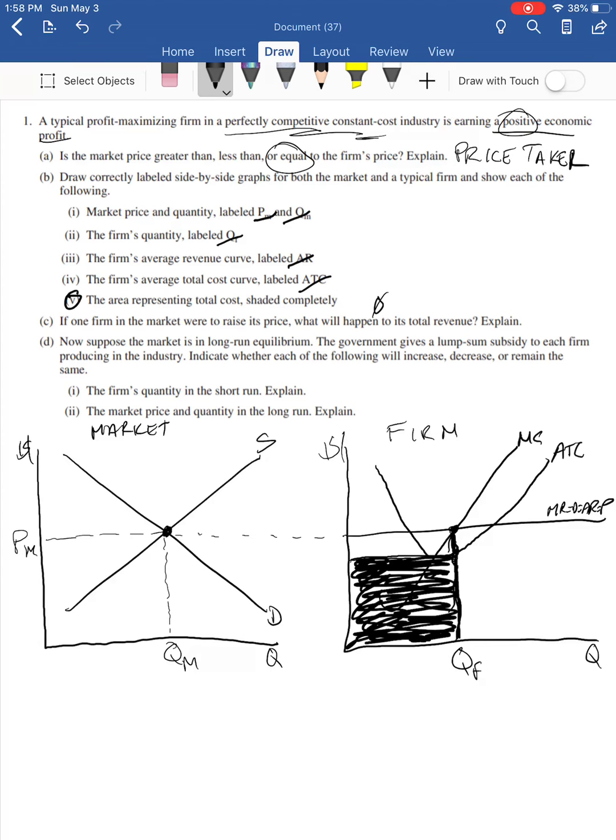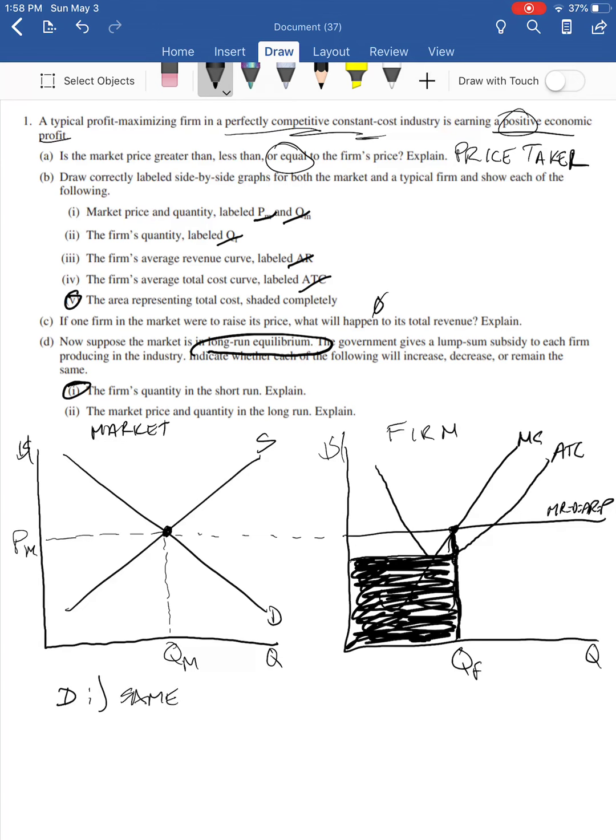And then letter D, if it's in long run equilibrium now, okay, so long run equilibrium, the government gives a lump sum subsidy to each firm producing in the industry. Indicate whether each of the following will increase, decrease, or remain the same. So the first part, the firm's quantity in the short run, and then explain. So the firm's quantity in the short run will remain the same, even though there's a lump sum subsidy.